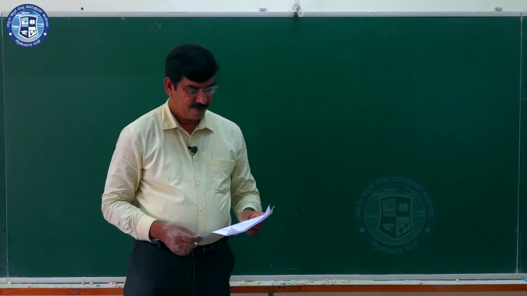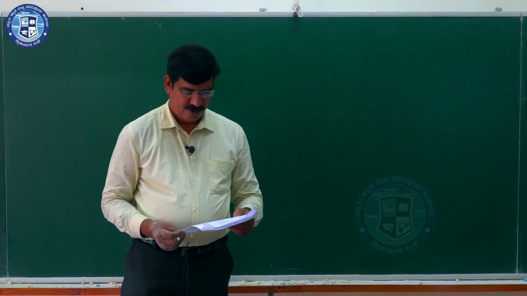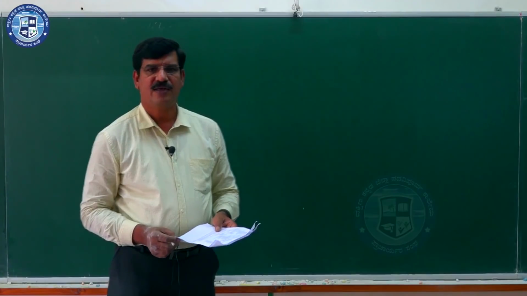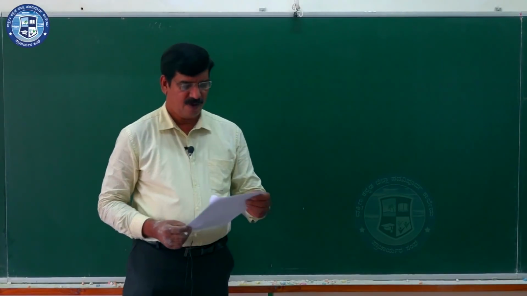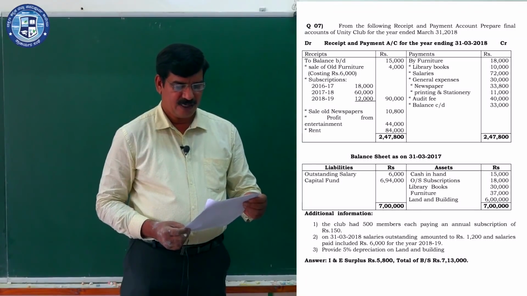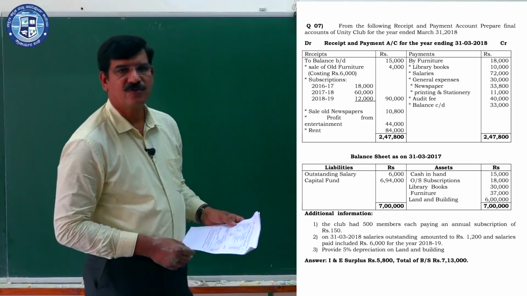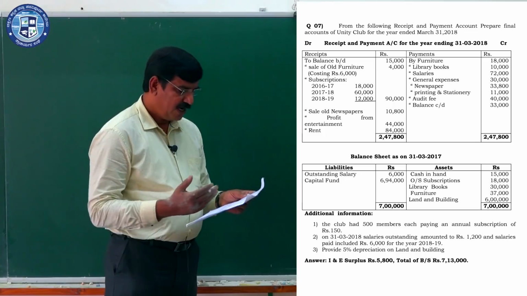So, dear students, let us look at a new problem where the subscription amount is not given in the problem. We have to calculate what is the total amount of subscription and what is outstanding. Okay, let us look at the problem. From the following receipts and payments account, prepare final accounts of Unity Club for the year ended 31st March 2018. Look at the notes and try to follow me.